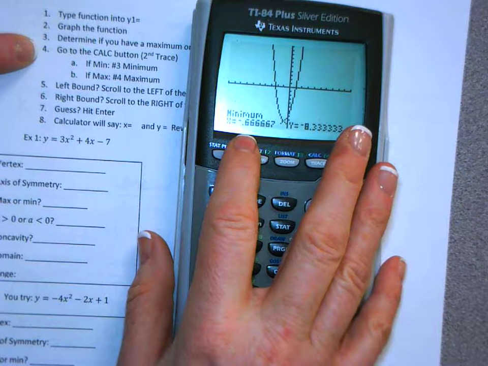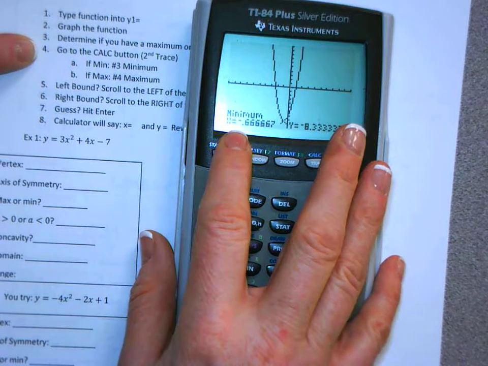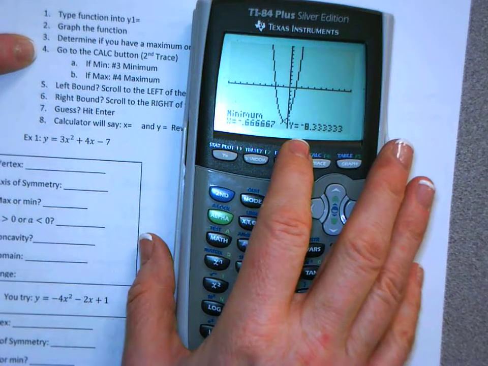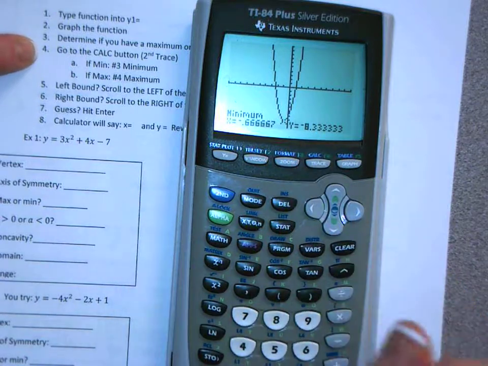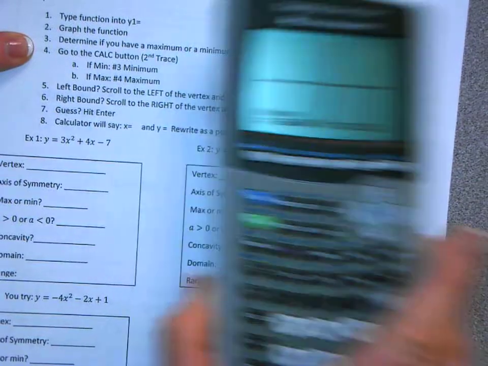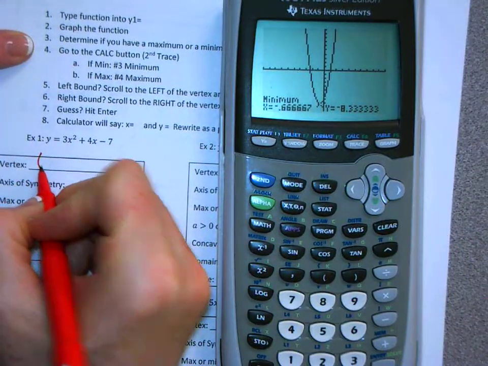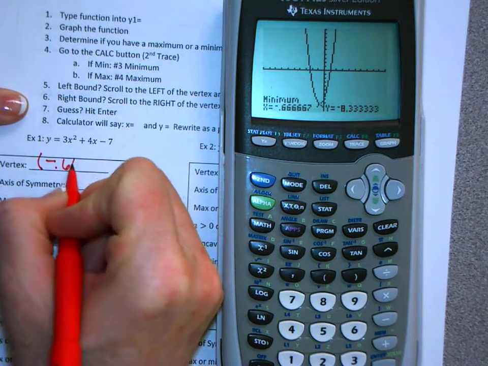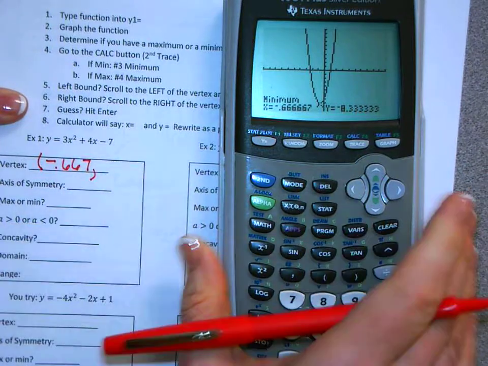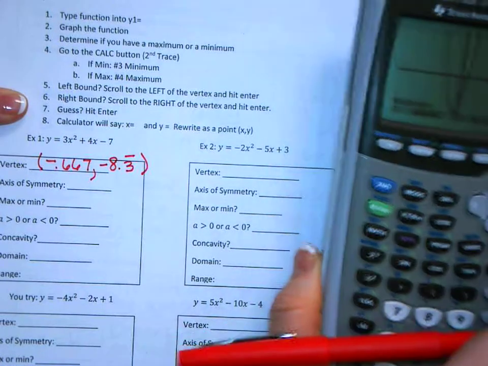It's telling me the vertex. What it's telling me is x is negative 0.666 repeated, and the y value is negative 8.33. There is no way I could have determined that just from looking at the graph, so we need the calculators. So what have we learned? We've learned that the vertex is at negative 0.6 repeated, comma, negative 8.3 repeated. There's our vertex. It's not pretty.